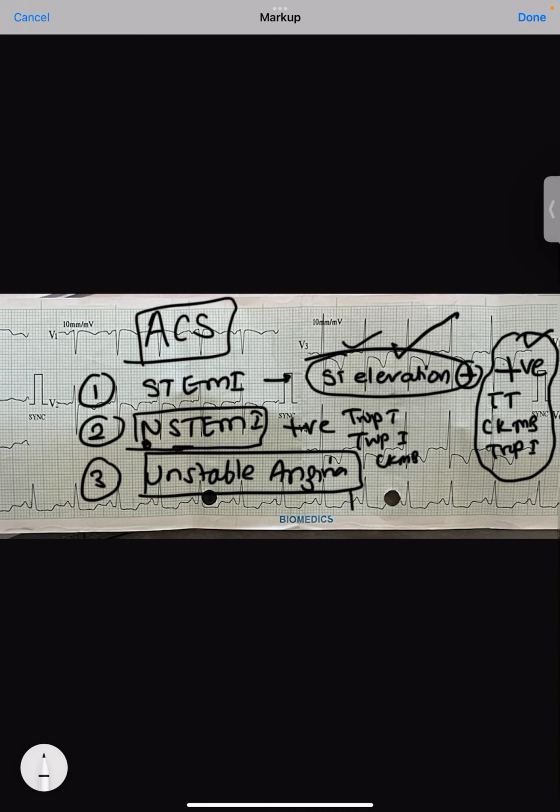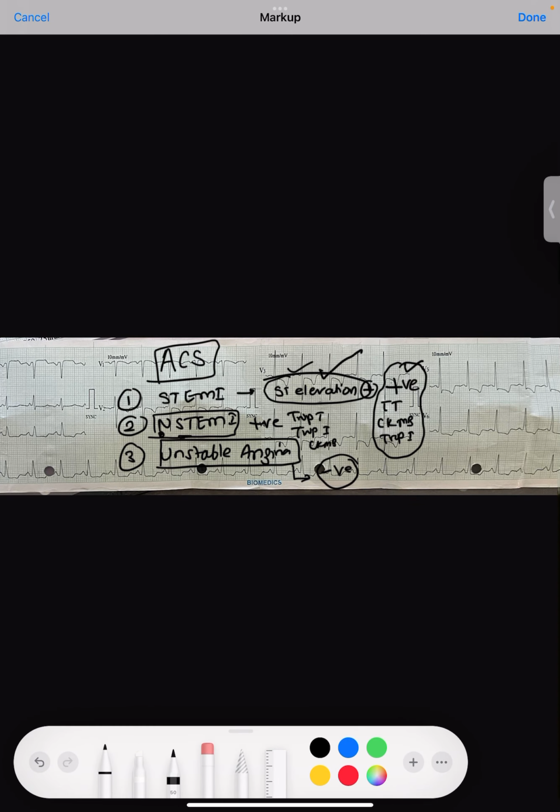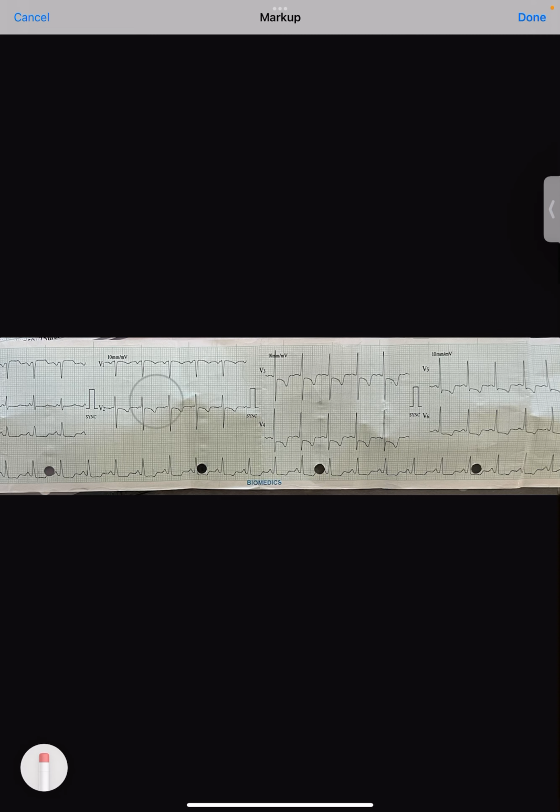And in unstable angina, the cardiac biomarkers will not be positive. There will be negative cardiac biomarkers. So this is in short the categorization of ACS, or acute coronary syndrome.